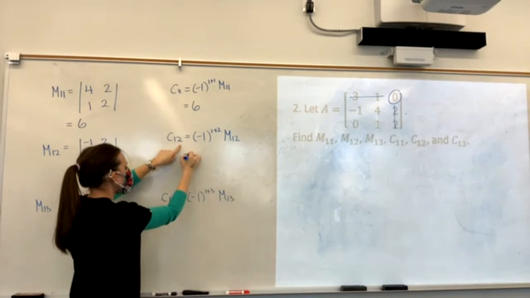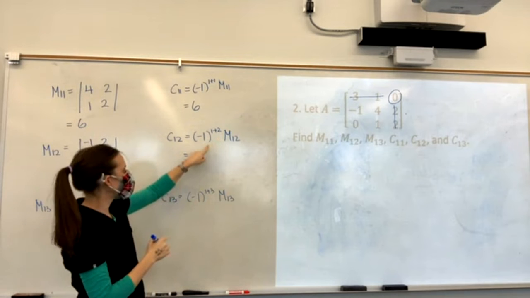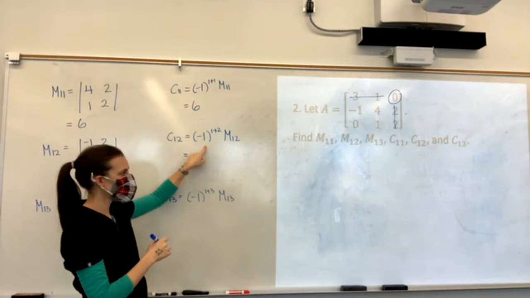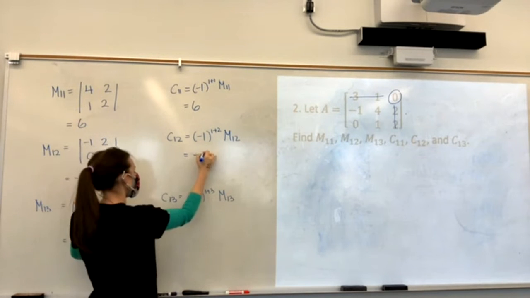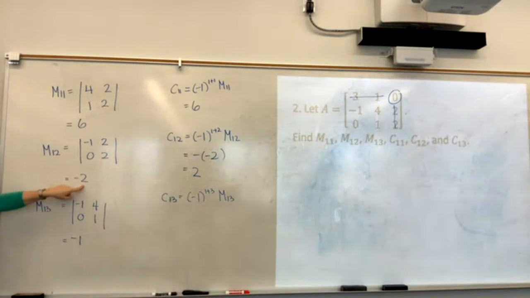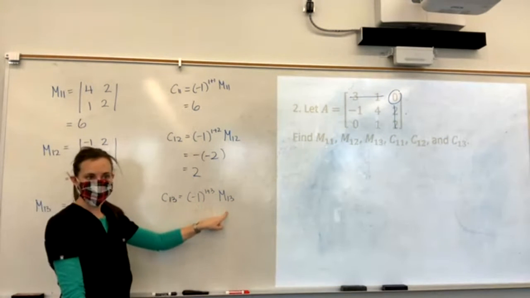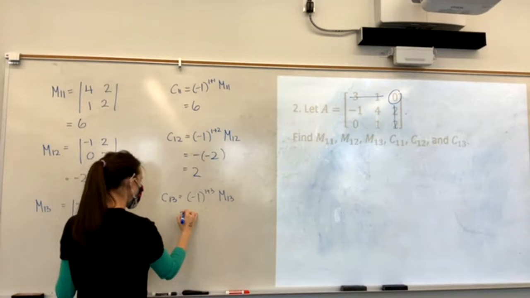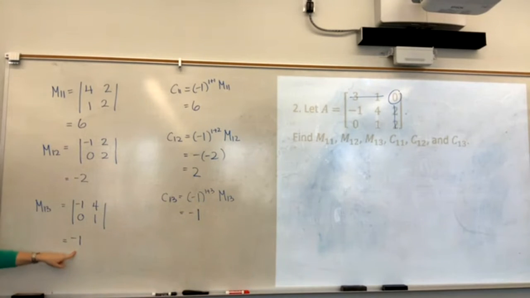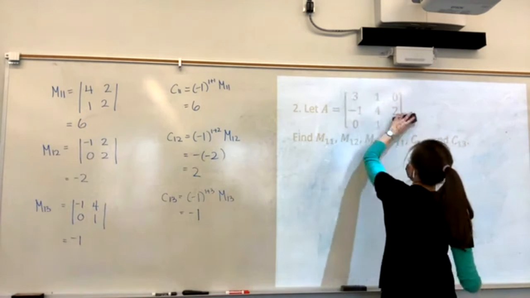All right, for C12, it's a negative 1 to the 1 plus 2. So M12 or negative M12? Negative M12, so it's a negative of negative 2, so a positive 2. And then for C13, it'll be a positive, right? So just M13 again, and M13 was negative 1. All right, so those are all of our minors and cofactors that we were asked to find.